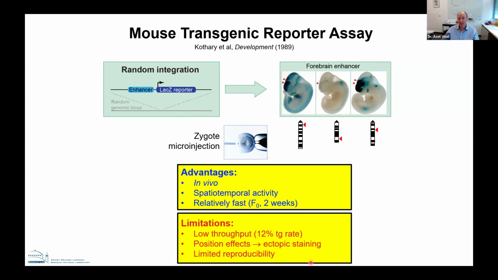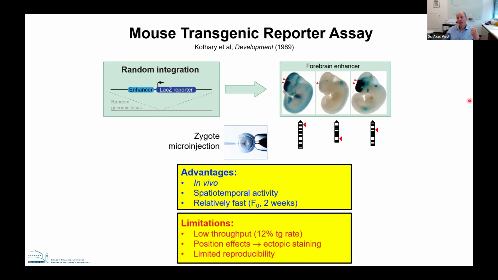What this results in is limited reproducibility, and that's what you see precisely here. This example shows 3 embryos injected with the same forebrain enhancer. You see that all of them have forebrain activity, but the amount of activity in the forebrain varies across these 3, and there is various ectopic staining in each embryo. This makes it harder to interpret this.